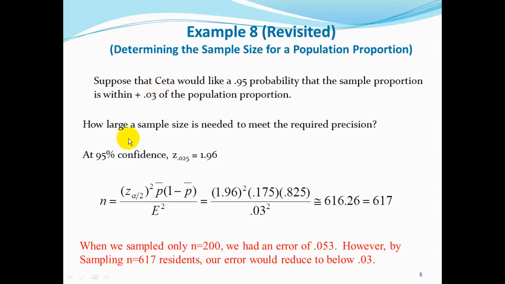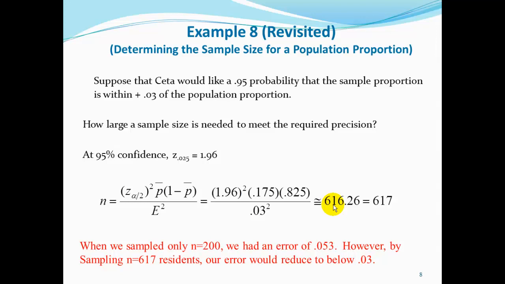At 95% confidence, our Z alpha over 2 value is 1.96. Our p-value for this problem, since we do have an initial investigation which produced a sample proportion for us, that p-value is 0.175. 1 minus p is 0.825, and the max error that we want is 0.03. So if we plug those values into this equation, we will obtain 616.26. So we should sample at least 616.26 people, or 617 people.